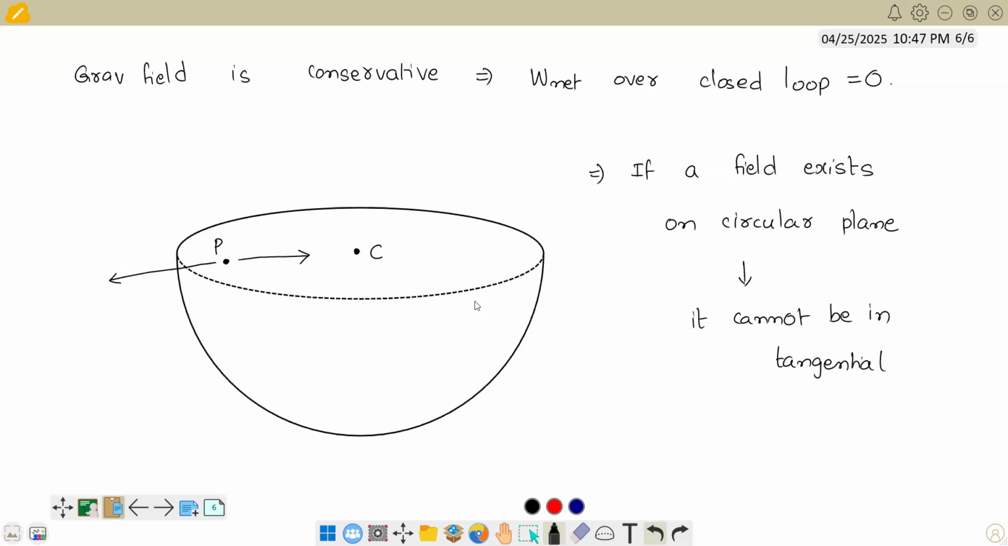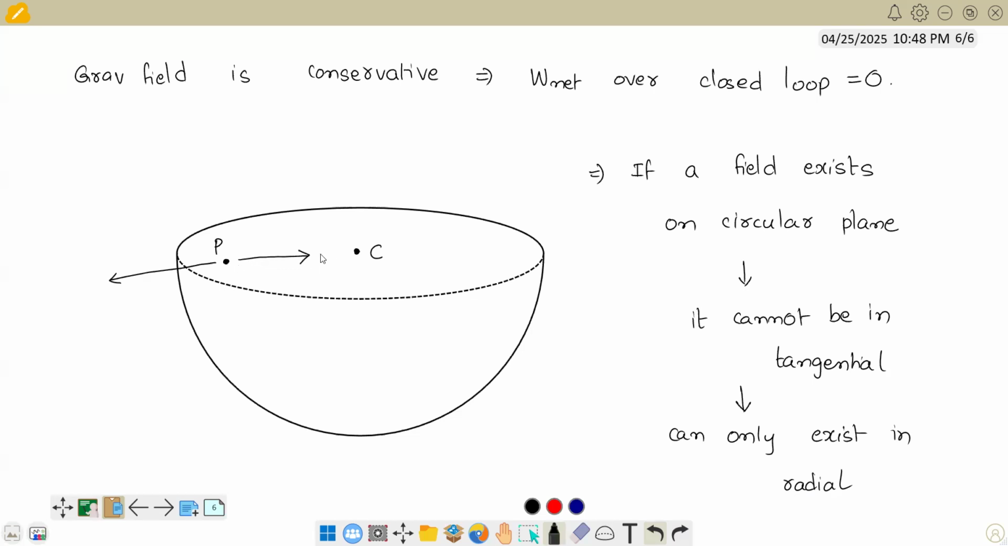Because this is the property of a conservative force. The gravitational field is a conservative force. The same logic could be extended to electric fields also, and can only exist in the radial direction. In radial. Okay. Now, in this radial also, this side and this side, you can take anything, it's fine.